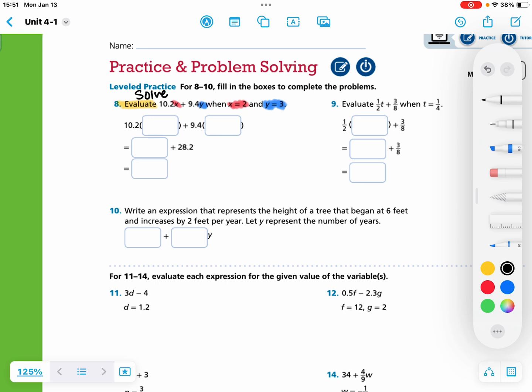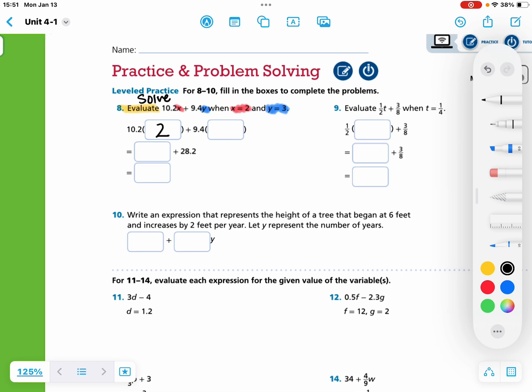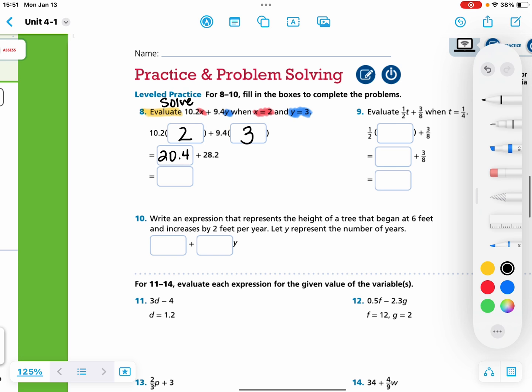So for this first example, x is multiplied by 10.2. So I'm just going to write a 2 in there, 10.2 times 2, because we're just replacing that. We're plugging in that 2. Same ordeal, 9.4 times blank. There's a y there, so I'm just plugging in that value for y. After we plug in those values, you simply solve. 10.2 times 2 is going to be 20.4 plus 28.2, which is 9.4 times 3. You will add those together to get our final answer of 48.6.